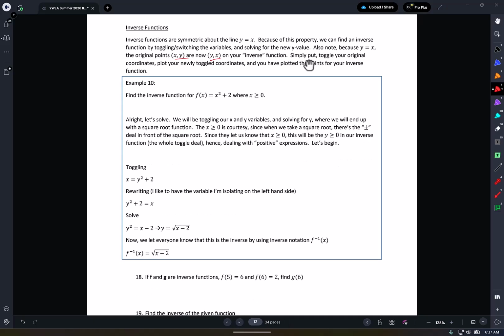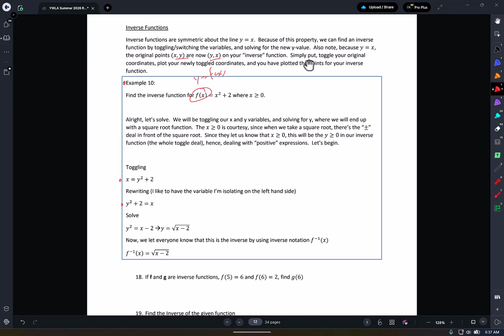So here's the example, guys. Here's example 10. All we did was find the inverse function. So we switched the x and the y. x equals y squared plus 2. Wherever there's an x, now that turns to a y. This is like saying y equals f of x, remember? That's just function notation, f of x, so we're just going to switch that to just x. And that's what I did there. And then we just solve for y.